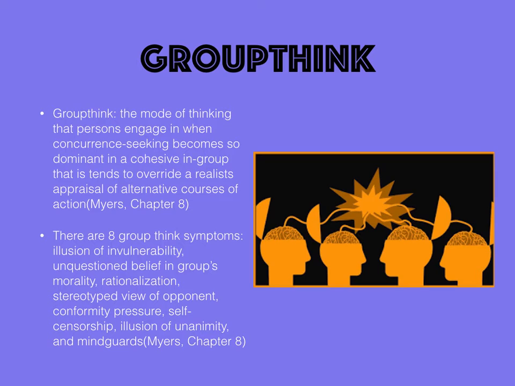Groupthink is the mode of thinking that persons engage in when concurrence seeking becomes so dominant and cohesive in a group that it tends to override a realistic appraisal of alternative courses of action. There are 8 groupthink symptoms: illusion of invulnerability, unquestioned belief in the group's morality, rationalization, stereotyped views of opponents, conformity pressure, self-censorship, illusion of unanimity, and mind guards.